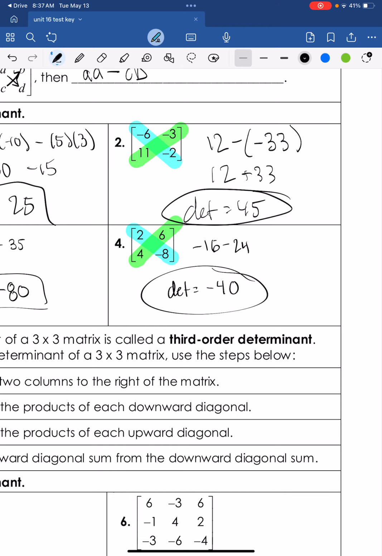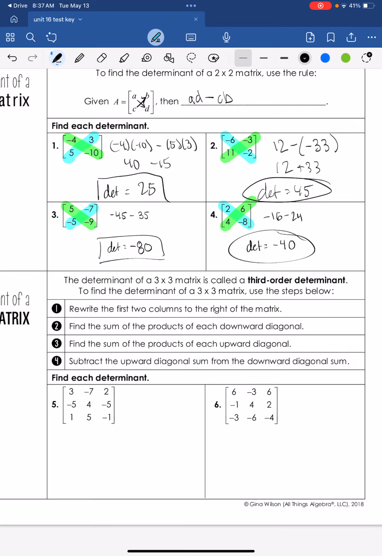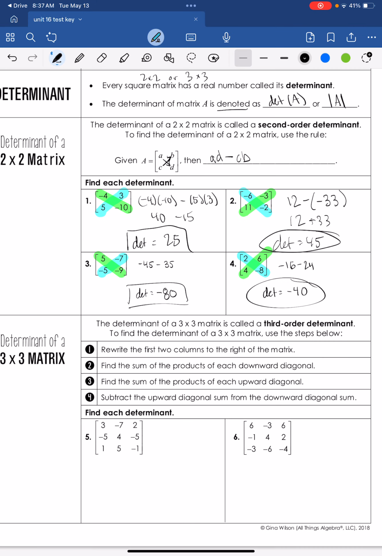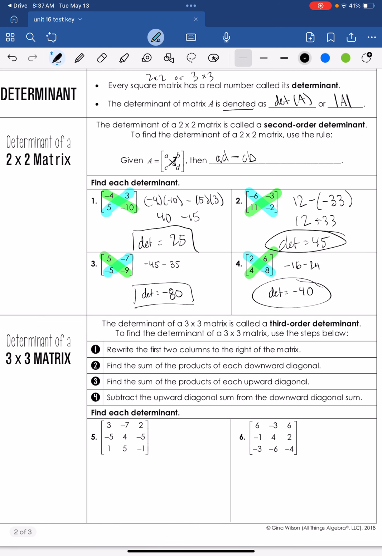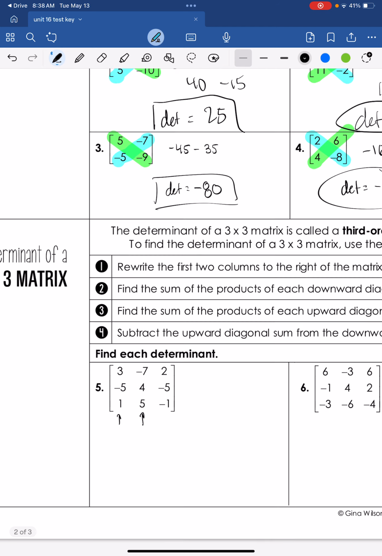All right, so not too bad for the 2 by 2 matrices. The 3 by 3 can definitely get a little bit tougher. Make sure you're controlling how much space you're using here. So it says the determinant of a 3 by 3 is called a third order determinant. To find the determinant of a 3 by 3 matrix, use the steps below. Rewrite the first two columns to the right of the matrix. So our first two columns are this one right here and this one right here, and we're just going to rewrite them off to the right.